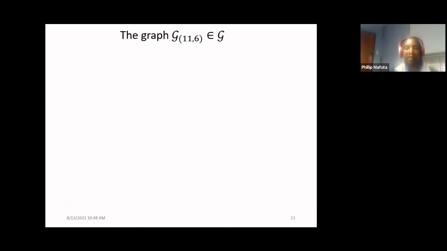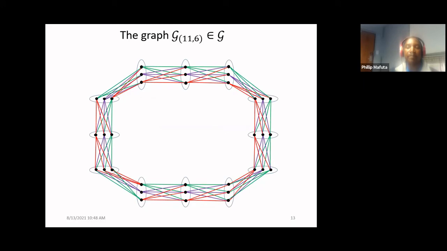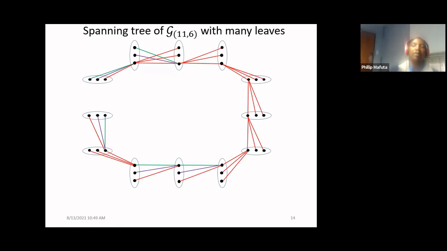Here's an example of the graph where k is 11 and delta is equal to 6. Let's construct the graph. Here it is. I considered the case where every cardinality of V_i is delta over 2 for every i, so you can see that it is three nodes till the end. From this graph, you can construct a spanning tree with many leaves amongst all the spanning trees which you can construct.